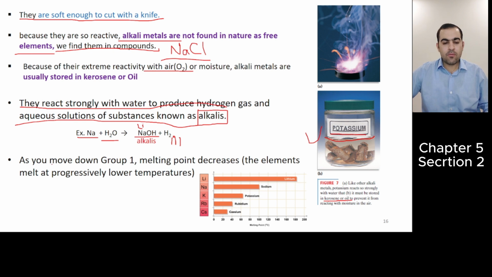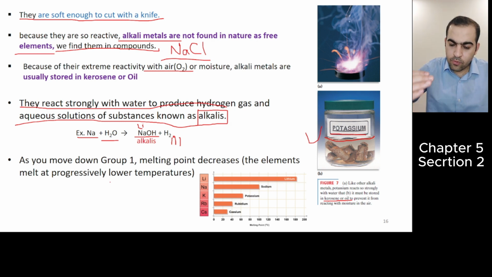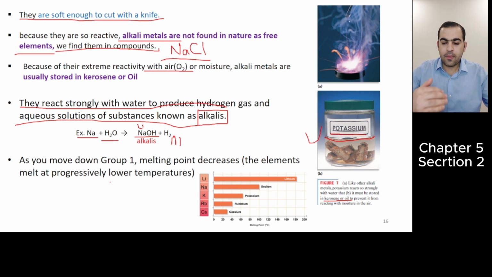Basha, as we move down the group, the melting point decreases. The elements melt at progressively lower temperatures. It means as we go down the group, regularly, the melting point decreases. It means we are going to need less temperature to melt a group 1 metal, which are solid. Basha?